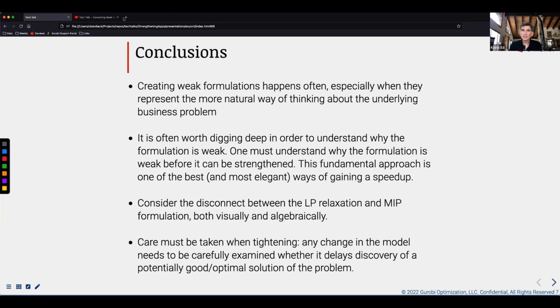Don't be too worried if your initial formulation is weak. I think the right workflow is create your first formulation, give it to Gurobi, and see how Gurobi does. Because a lot of times the defaults, or maybe Gurobi with a little bit of performance tuning and parameters, will be all you need despite the weakness.